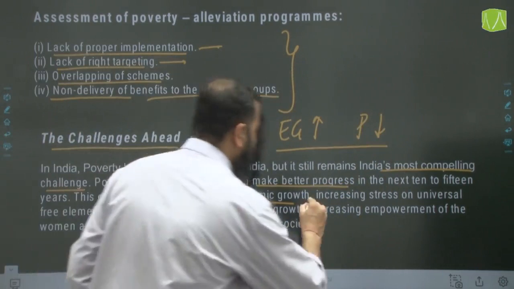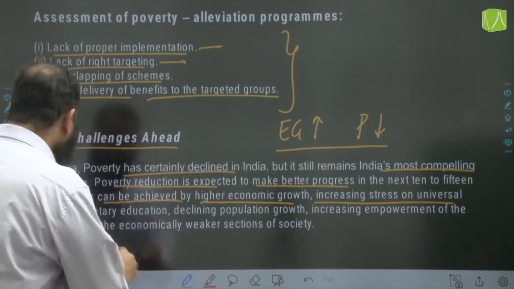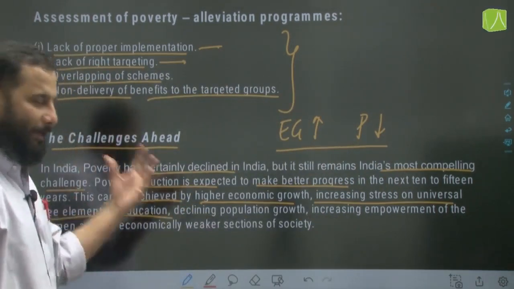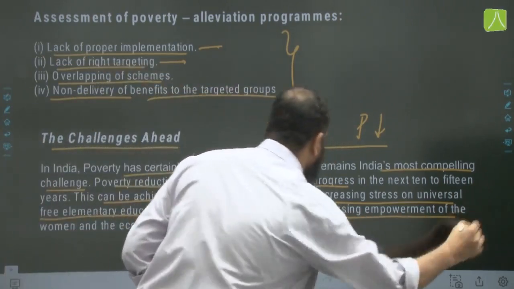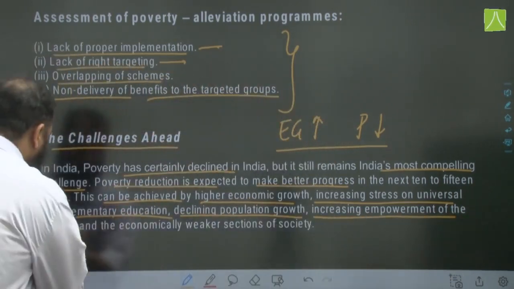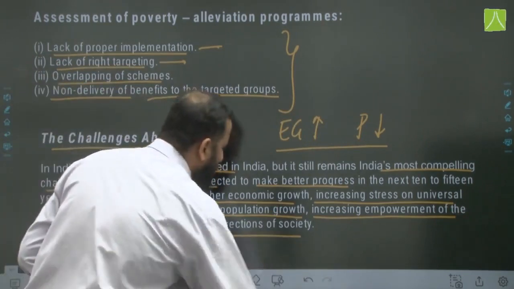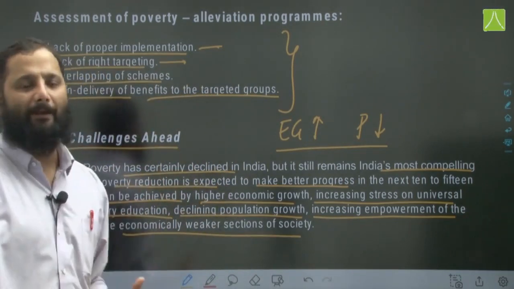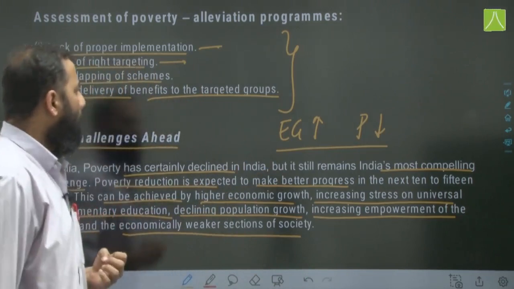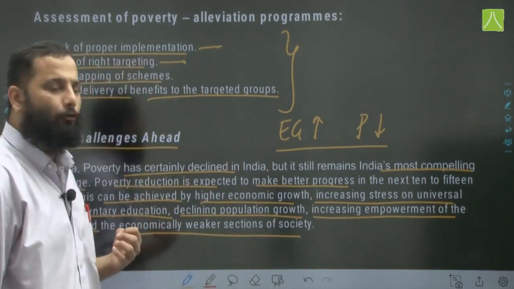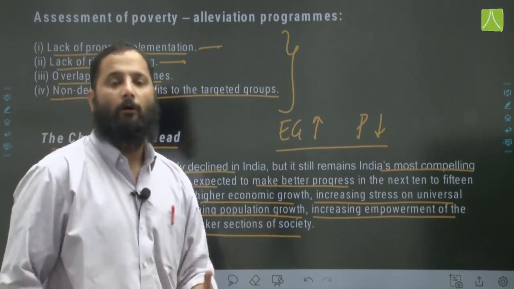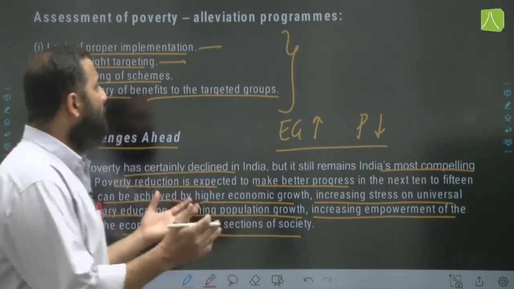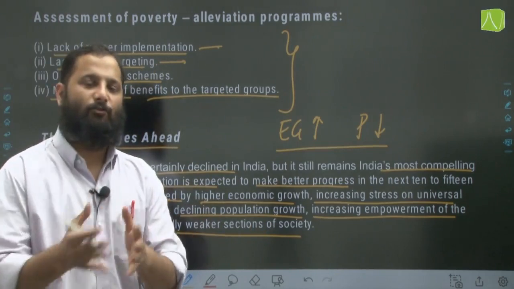Increasing stress on universalization of free and elementary education, declining population growth, and increasing empowerment of women and economically weaker sections of society will help India in reducing the poverty ratio to a much further level. So, this is all with the chapter here, poverty as a challenge.